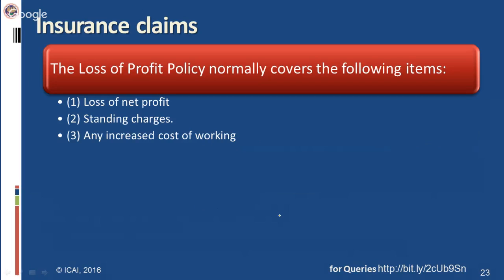Always. Any increased cost of working. Increased cost of working is basically dislocation charges. Like, the fire is there, but you are able to survive and run the business, but there are certain increased charges.